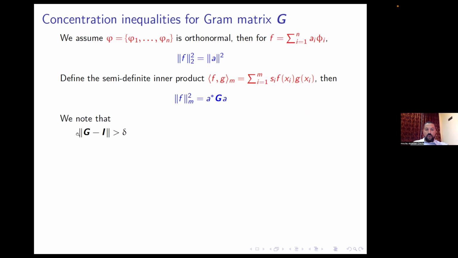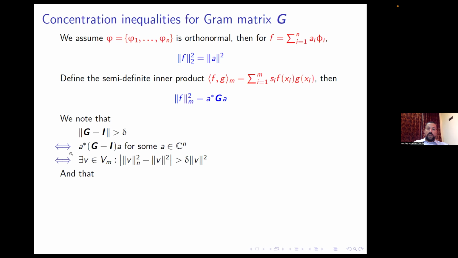Here, the underlying norm is the spectral norm. I know that the spectral norm of G minus the identity is larger than some small number delta, which is between 0 and 1, if we would like G to be non-singular, this is equivalent to the existence of a such that this quantity is larger than delta times the norm of a squared. Which is also equivalent to the existence of some element in Vn so that the difference between the empirical norm and the real norm is larger than delta times the real norm.